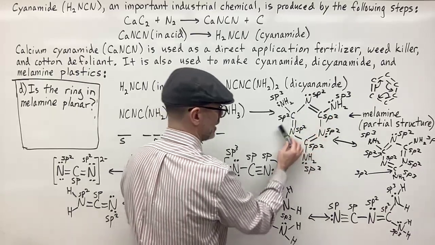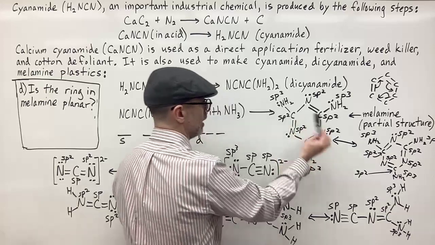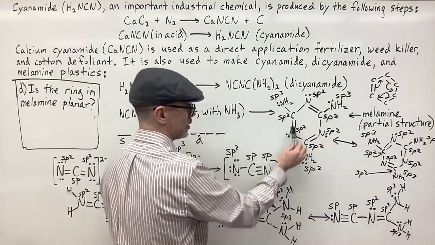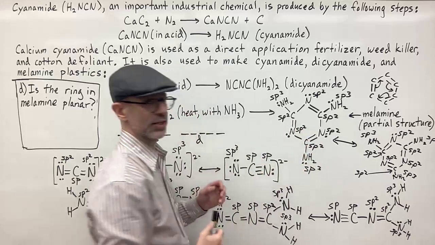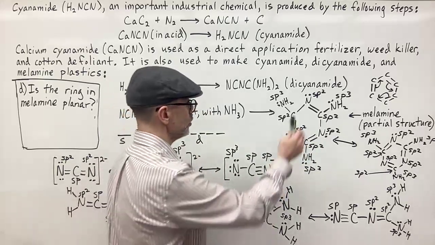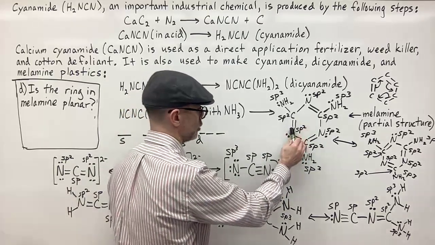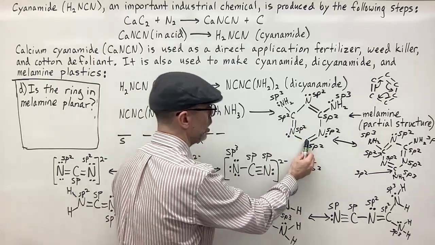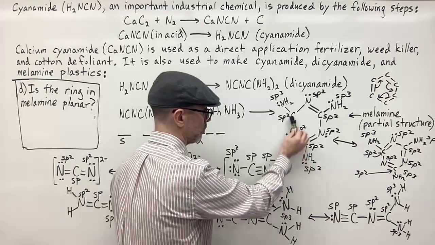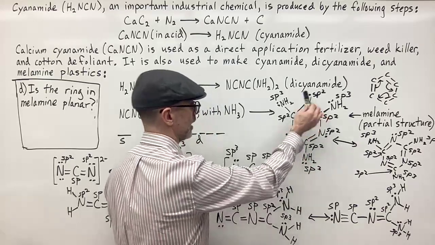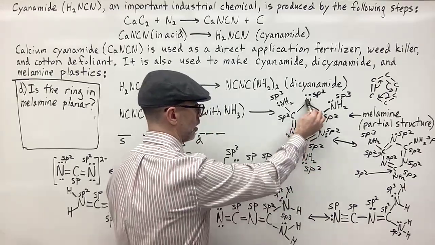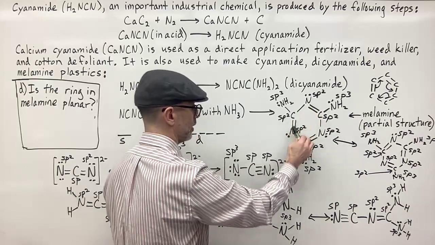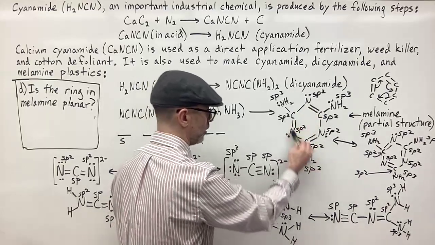But then if we look at this nitrogen here, this is also sp2 hybridized and it has 3 electron groups. So that is also trigonal planar. So this carbon and this nitrogen and the lone pair and this carbon here are also all in the same plane. So this nitrogen and this carbon and this nitrogen are in the same plane. This carbon, this nitrogen, and this carbon are all in the same plane.